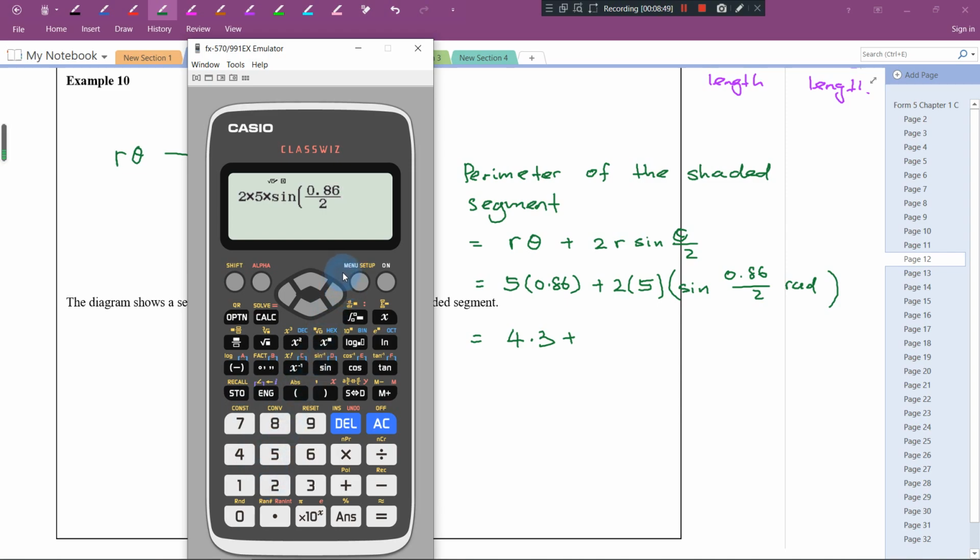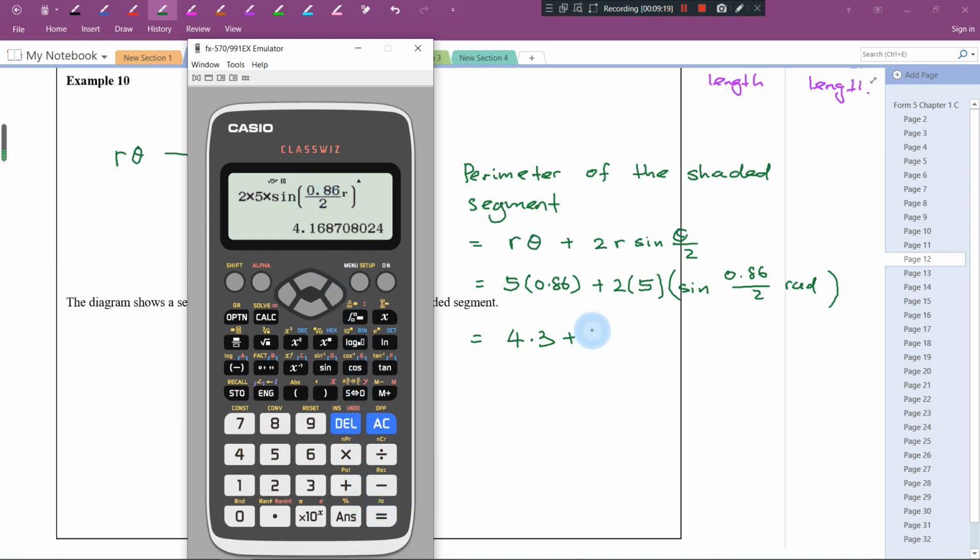But you have to be careful. If you key in like this and press equal, the calculator will just assume 0.43 degree. You have to tell your calculator that this is radian. So how to do that? You press this option, angle unit, press the second one, number 2, which is for radian. Then you will see a small r appears beside this 0.86 divided by 2. Now your calculator knows that this angle is in radian, not in degree.